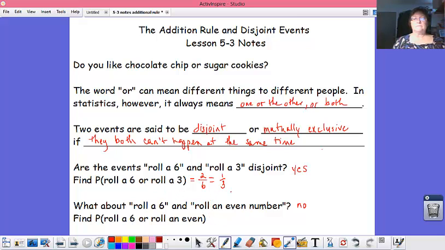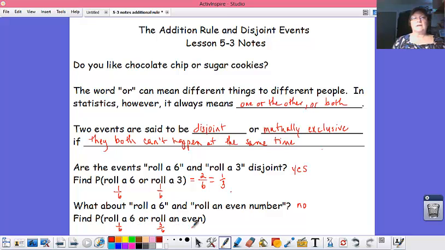If up here we said roll a 6 can happen 1/6 of the time, roll a 3 can happen 1/6 of the time. Essentially, we added, folks. We said that, yep, this can happen or this can happen, so we added. If you come down here and think about that, roll a 6, well, that can happen 1/6 of the time. Roll an even number, well, that happens 3/6 of the time, right? That's half of the choices.